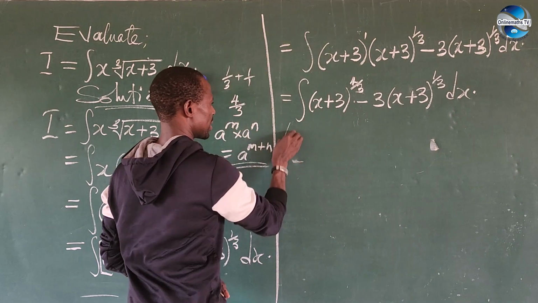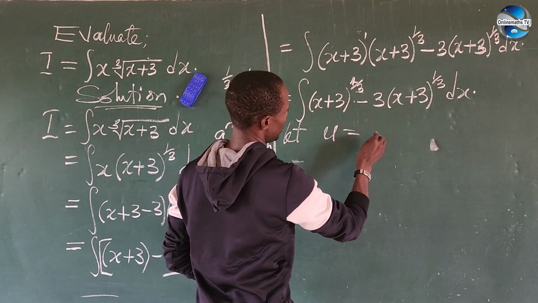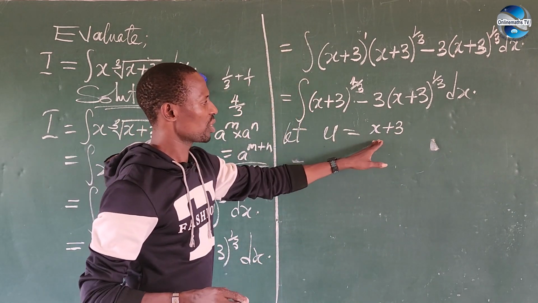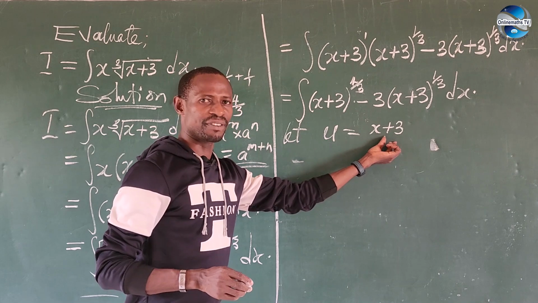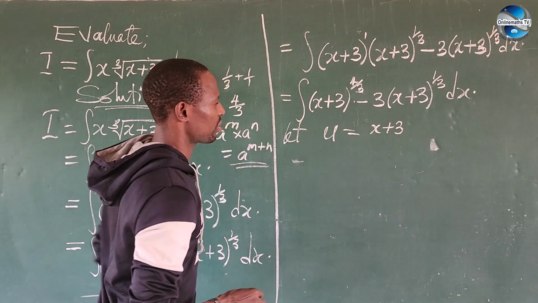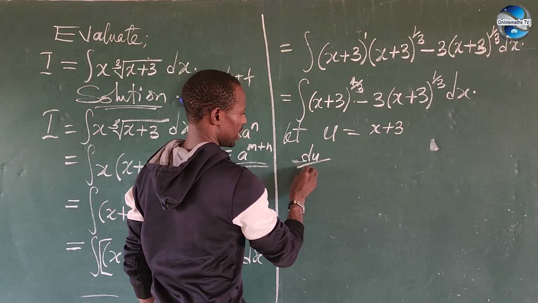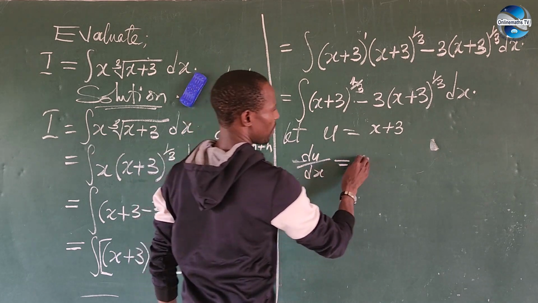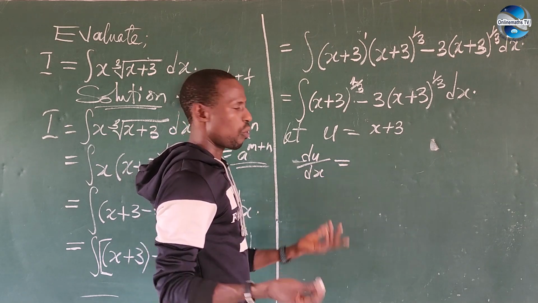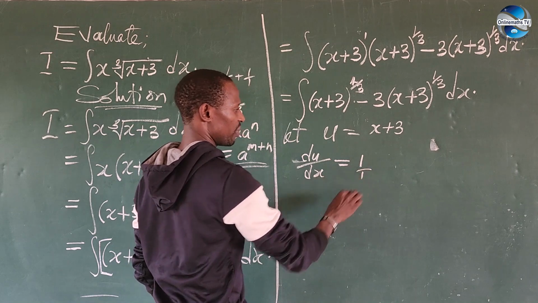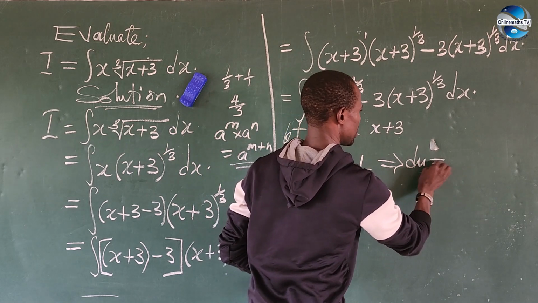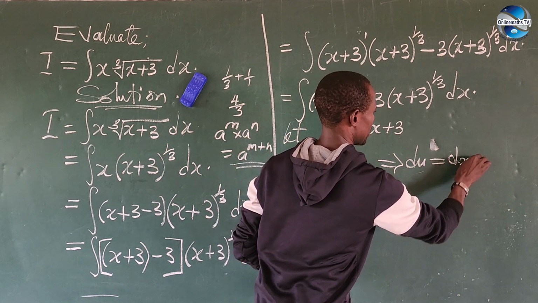We can say here, let u be equal to x plus 3. So if u is equal to x plus 3, let's go ahead and differentiate this function with respect to x. So differentiating this with respect to x, du/dx will now be equal to, if you differentiate a constant, we all know that it will give us 0. So x here will give us 1. So we have 1 all over 1. Cross multiply. So if we cross multiply, this will give us du is equal to dx.